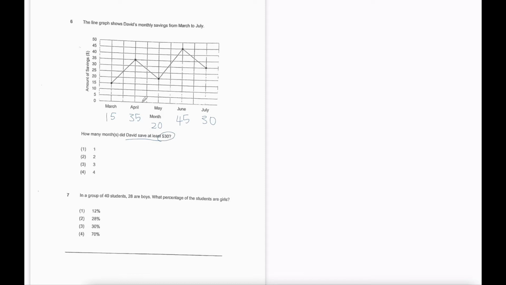So in which month did he save at least 30? April is 35, so yes, he did save at least 30. June he saved 45, so yes, at least 30. And lastly, July he saved 30, so he did save at least 30. So there are a total of 3 months.